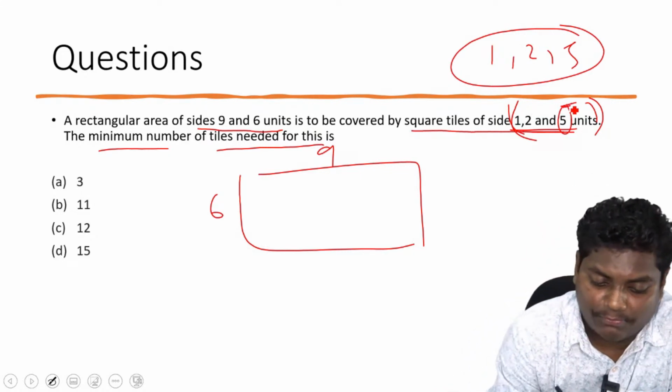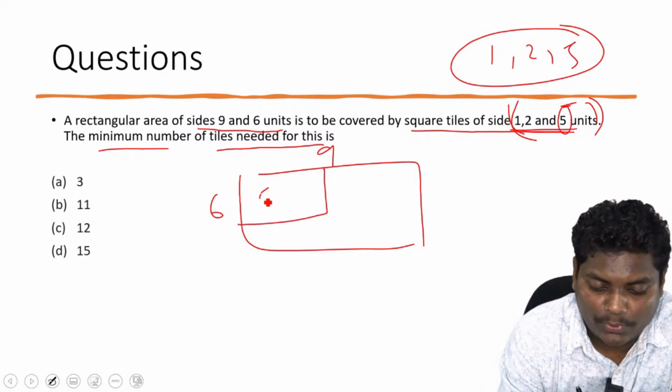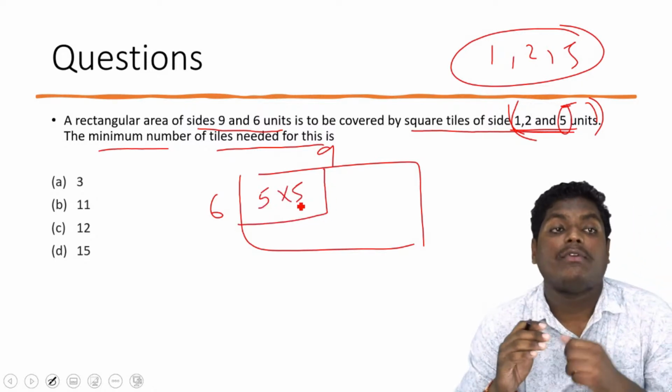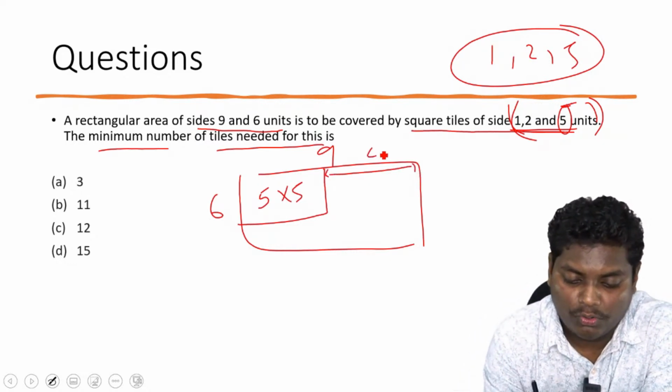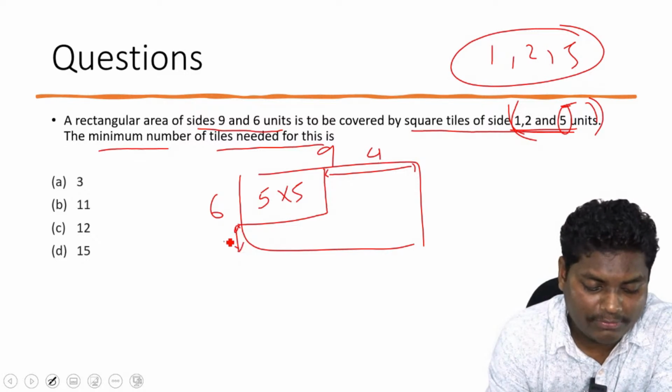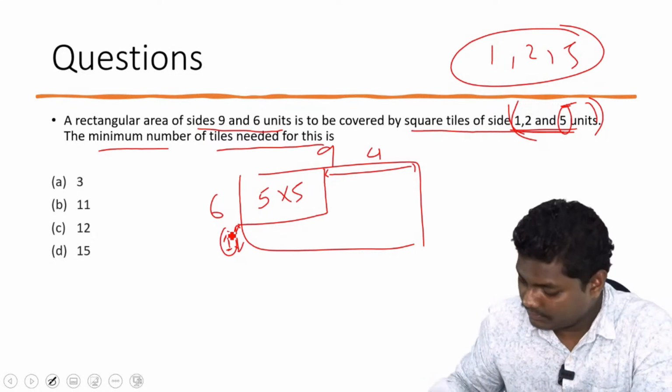Now if we start with 5, this is 6 cross 5. So we can put a 5 cross 5 tile. What is the length that is left over here? 4, and here 1 is left. Okay, so now what can we do?